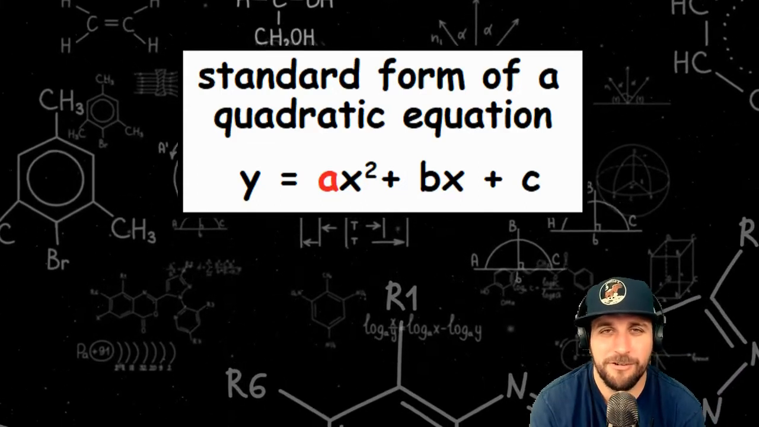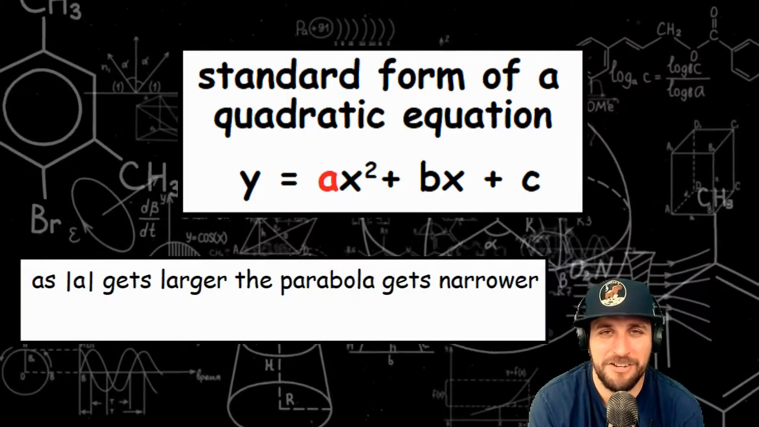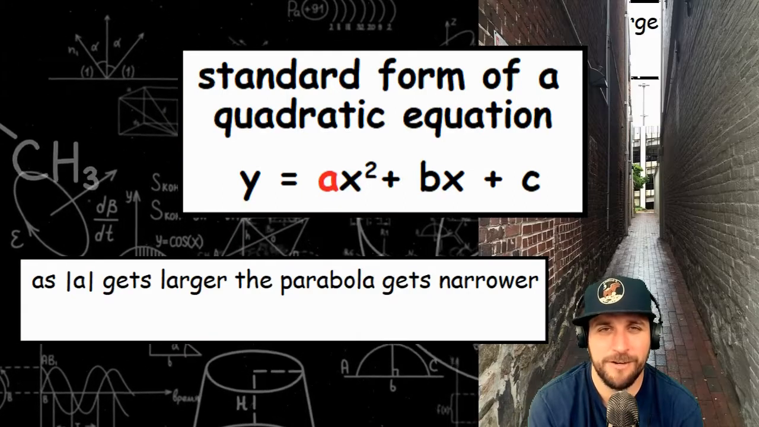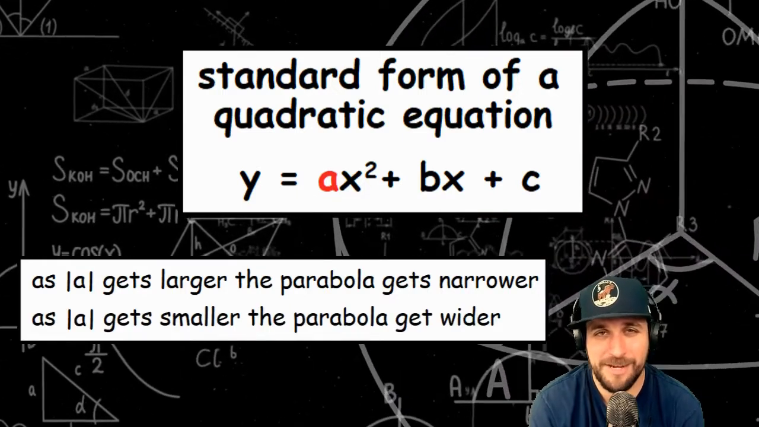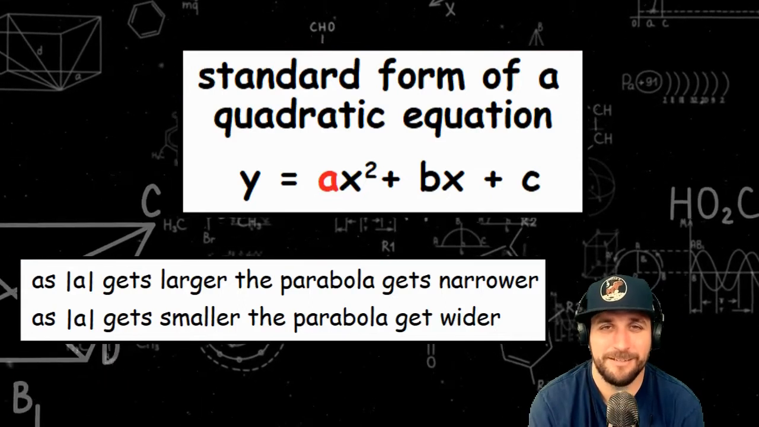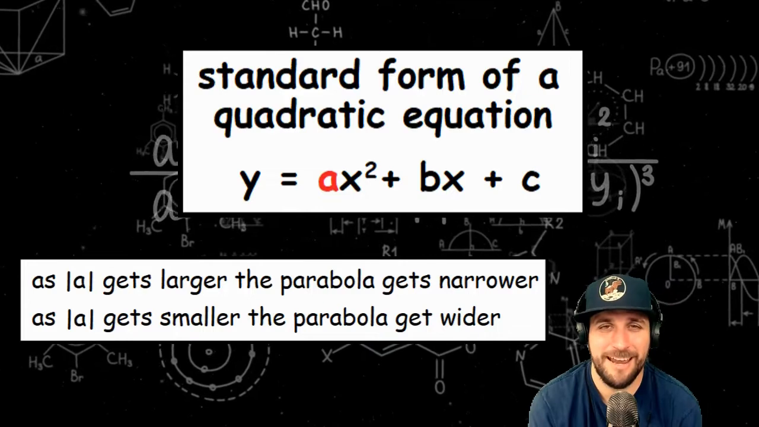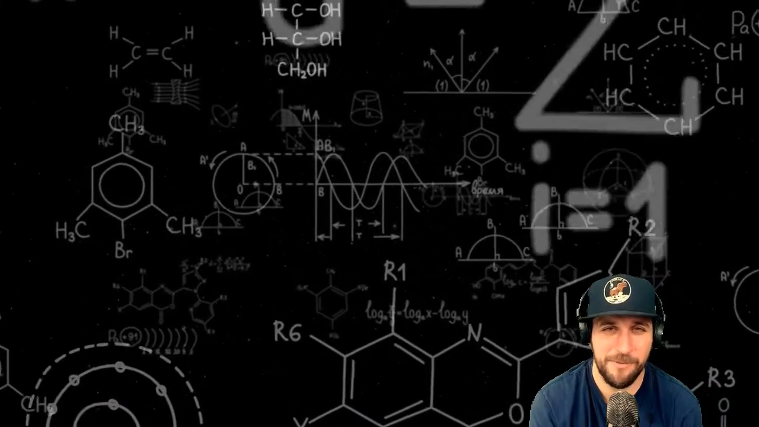A also controls the width of a parabola. The larger the absolute value of a becomes, the narrower our parabola becomes. And the smaller the absolute value of a becomes, the wider our parabola becomes. We have to talk about the absolute value of a because changing between positive and negative doesn't affect the width of a parabola. It just affects which way it opens.